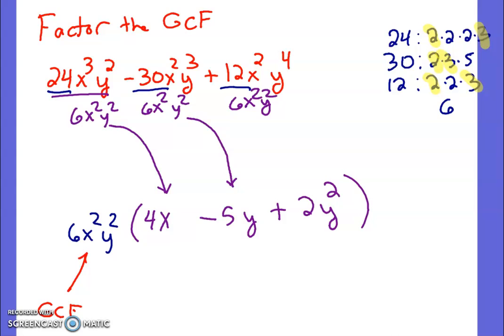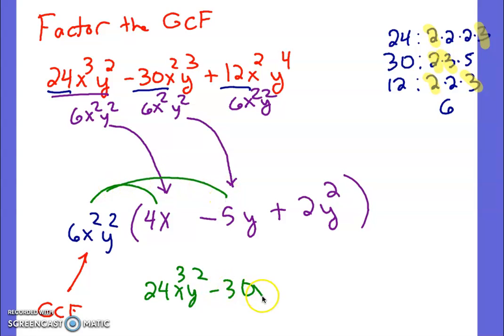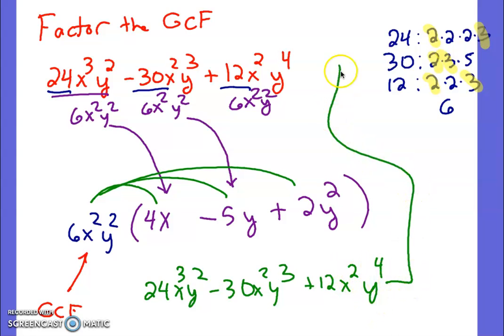And again, one last time, the way to double check this, if I use the distributive property, I can double check this. So that would be 24x cubed y squared minus 30x squared y cubed, and then plus 12x squared y to the 4. And notice that happens to be the exact problem I started off with. So I know for sure that this is the factorization. I factored out the GCF. So that whole highlight is my answer. I factored out the polynomial.